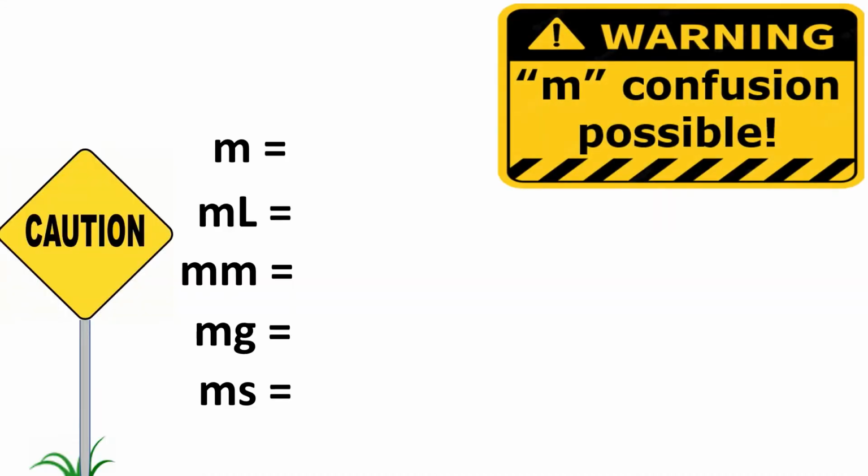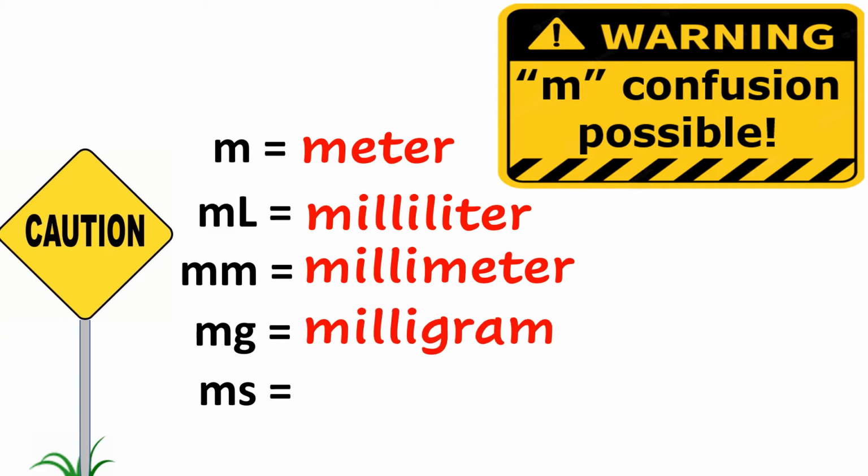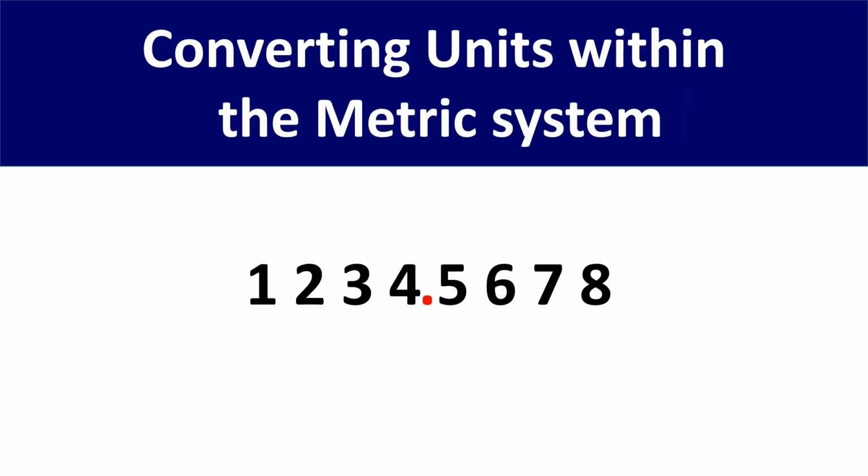Be careful not to confuse the different m's. A standalone m means there's no prefix, and it just represents the base unit meter. When there are two letters in a unit, the first letter is the prefix. So ml stands for milliliter. In a unit with two m's, the first m is the prefix milli, and the second m is the base unit meter. Mg stands for milligram. Ms stands for millisecond.